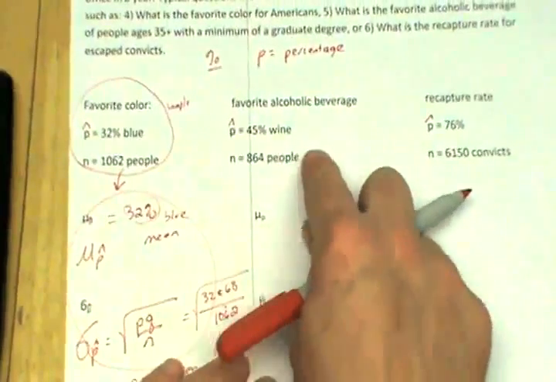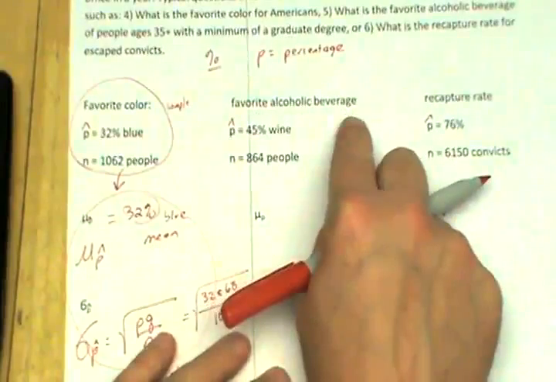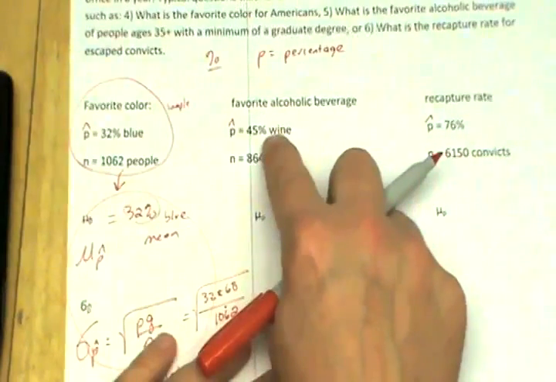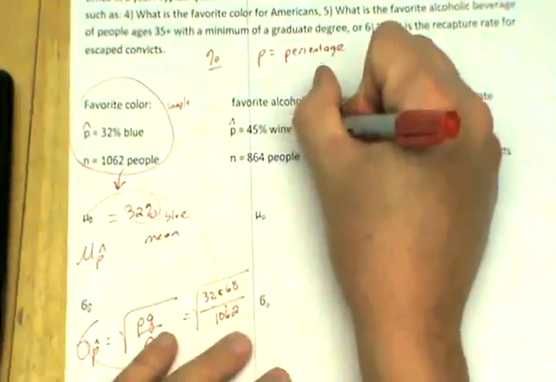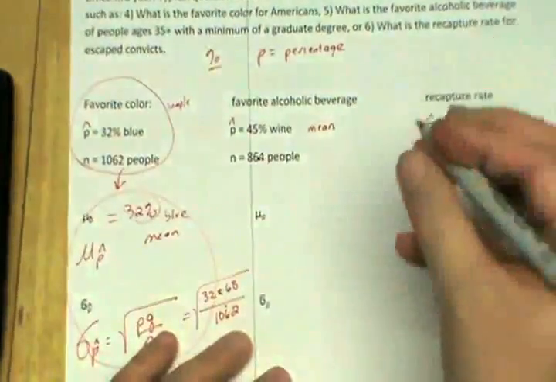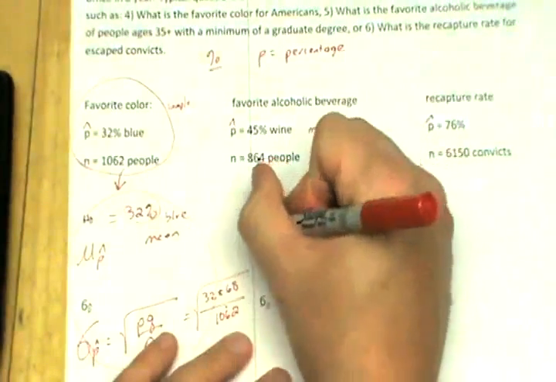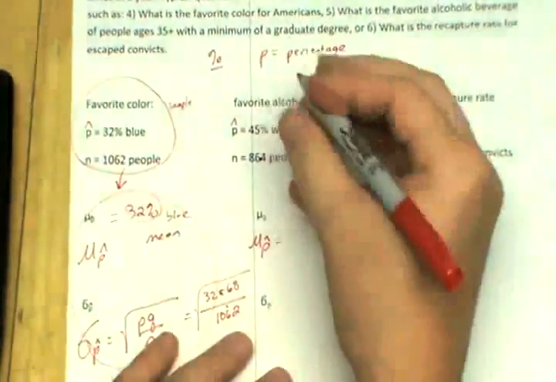If we ask a sample of people what is their favorite alcoholic beverage, and we get back an average of 45% say wine, okay, this would be our mean of the sample, and it's based on a sample size of 864, then we're going to say the mean of everybody, which is mu sub p hat, this is the mean of the population, is still 45%.